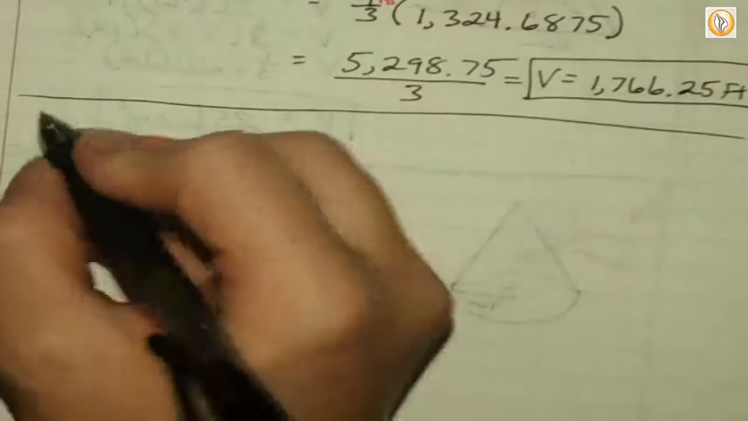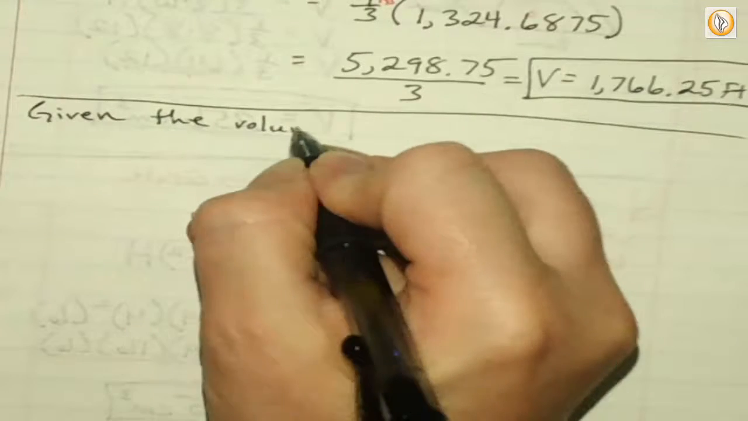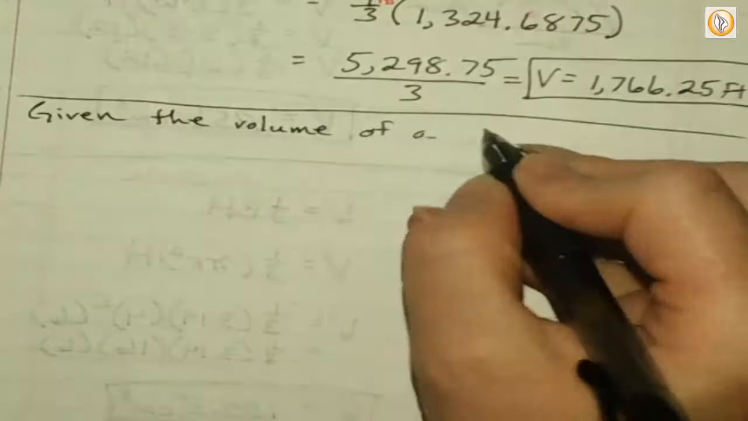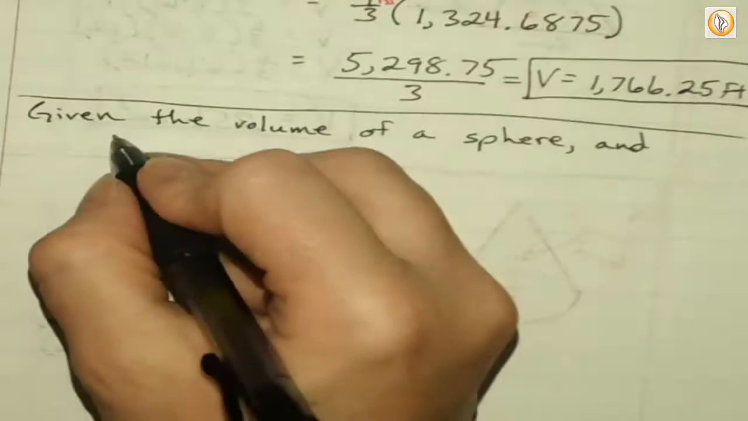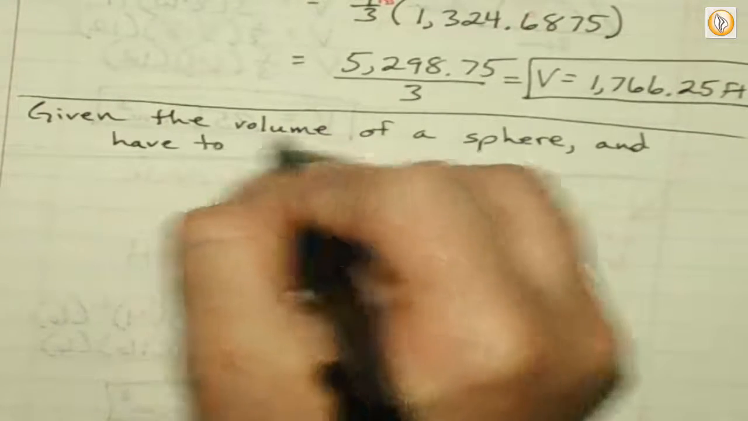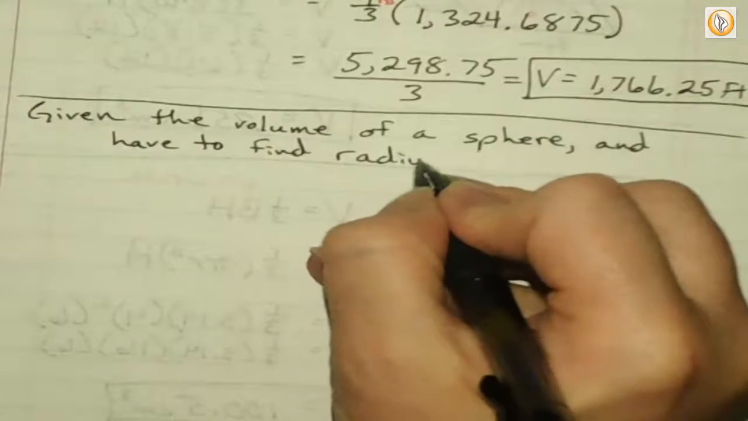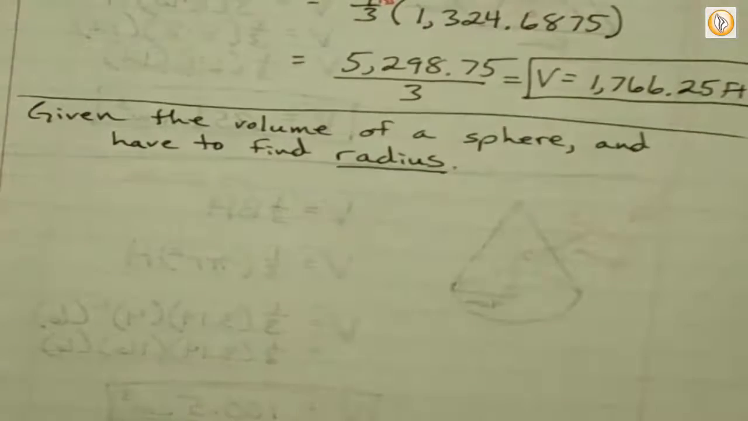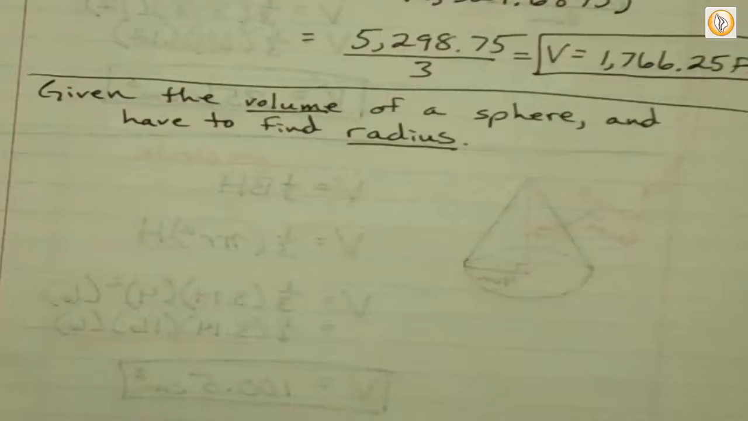Let's say this time you're given the volume of a sphere and have to find the radius. So this time, you know how we've been finding volume. What if this time they gave you the volume and you have to find the radius? Y'all have had a couple of those.